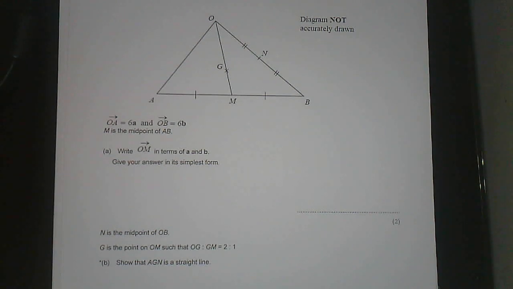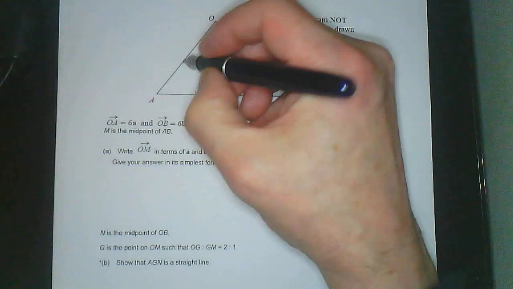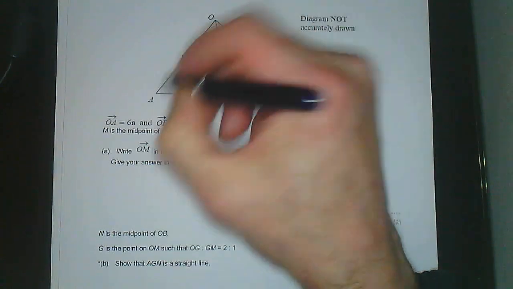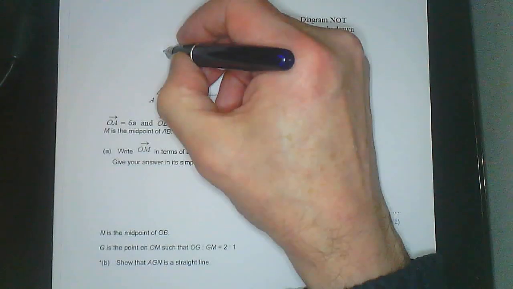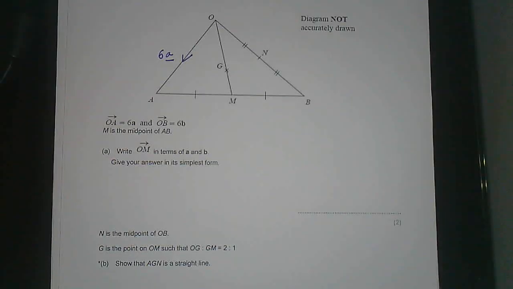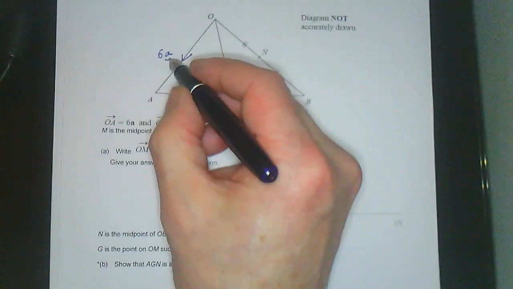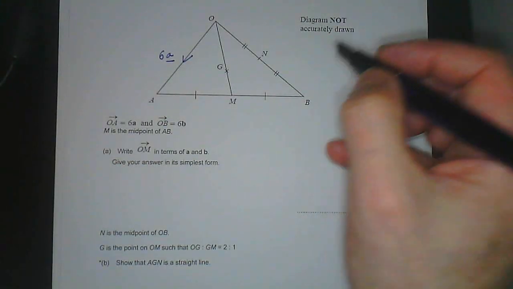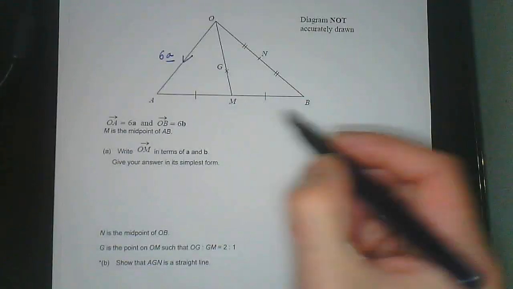We've got a diagram, some triangles, and we're given some information. We're given OA as a vector and OB as a vector, and told that M is the midpoint of AB. So let's label what we've got. We've got OA, it's given in the question. So this vector going from O to A is 6 lots of lowercase a. And I'm going to underline my vector so that I know it's a vector and not a scalar. And then OB is 6b.